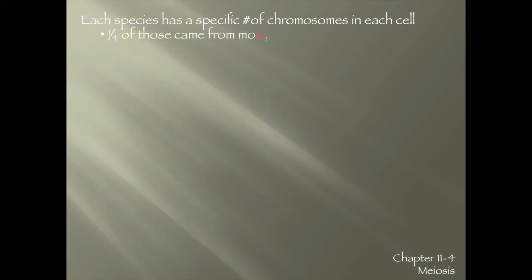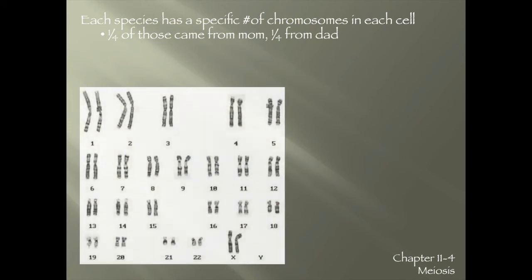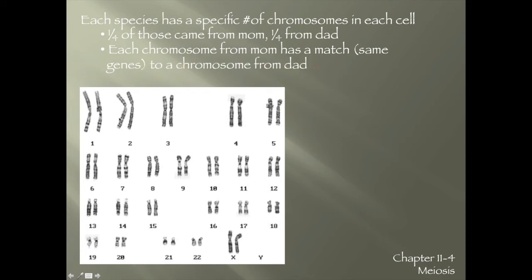All right. Now, in each of those cases, half of those came from mom. That should say half. I don't know why it says fourth. Half of those came from mom, and half of the chromosomes come from dad. So, for instance, if these are our 46 chromosomes, 23 come from mom, 23 come from dad. And each chromosome from mom has a match, in that it has all the same genes as a chromosome that comes from dad. So it's not random whatsoever. It's very, very well matched out, if you will.